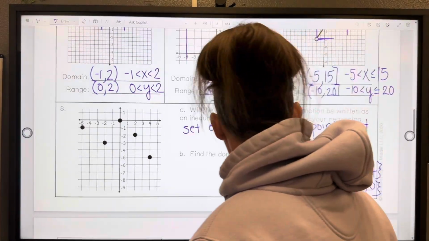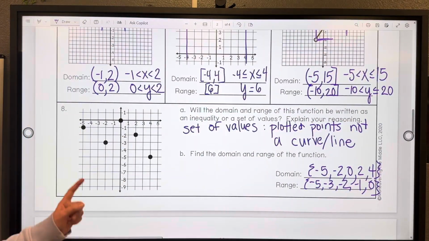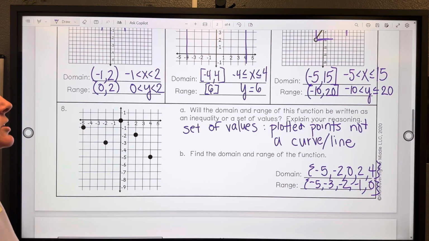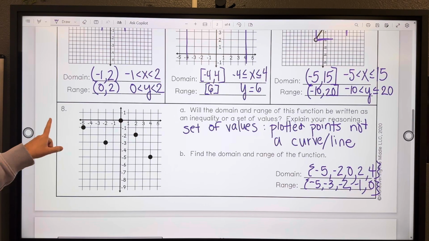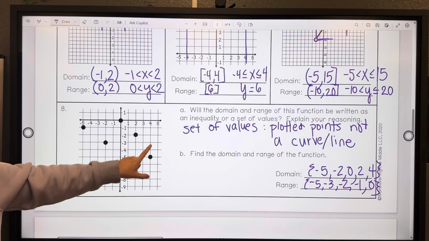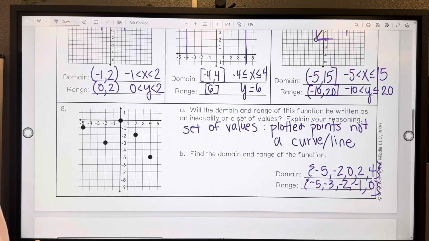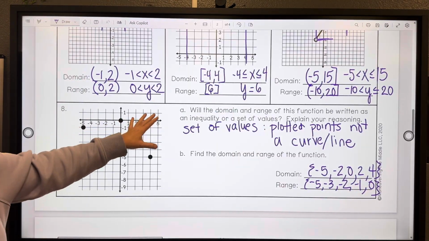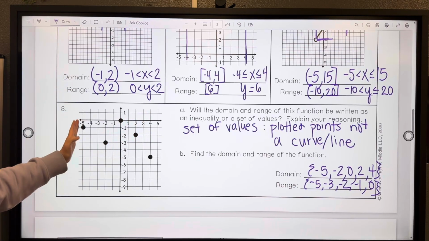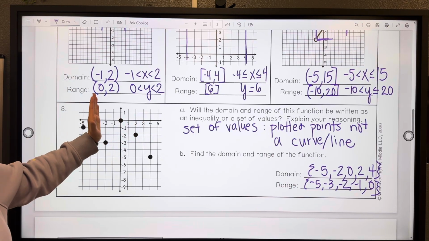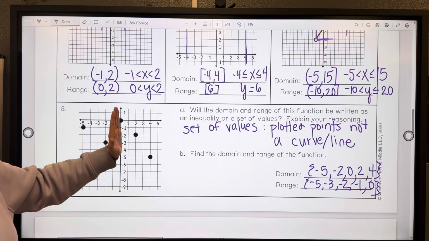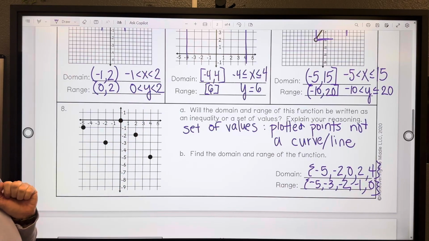All right, I'm not going to erase and rewrite this, I'm just going to go through it with you. Will the domain and range of this function be written as an inequality or a set of values? Explain your reasoning. Okay. If it's discrete points, it's always a set of values. It's always going to be in set builder notation. I look at my x values, so only looking along this axis. I have negative 5, I have negative 2, I have 0, I have 2, and I have 4.